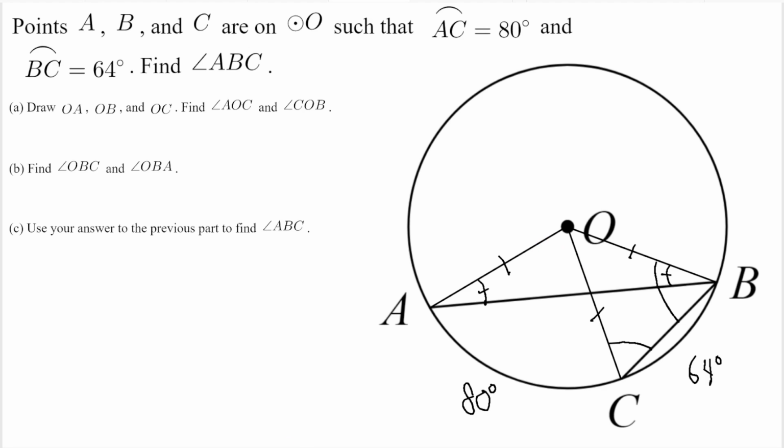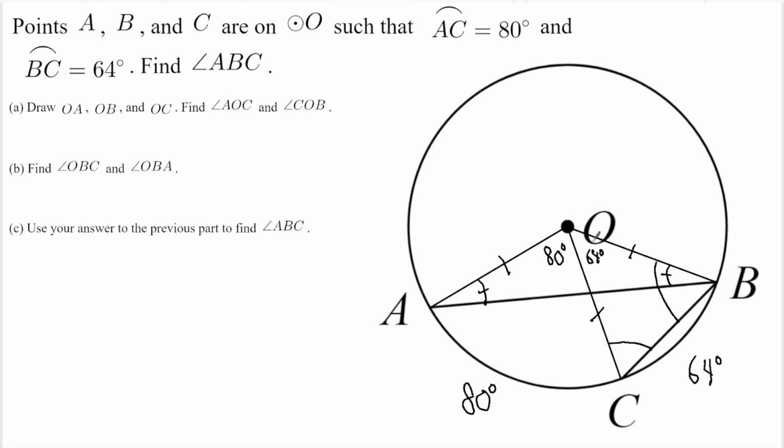That is a central angle. So we know central angles have the same measures as the arcs they're intercepting. So since the arc AC is 80 degrees, this central angle must be 80 degrees as well. Angle COB is another central angle, an angle where the vertex is at the center of the circle, that's intercepting arc BC. So that means the angle has the same measure of 64 degrees. Okay, so that's everything for part A.